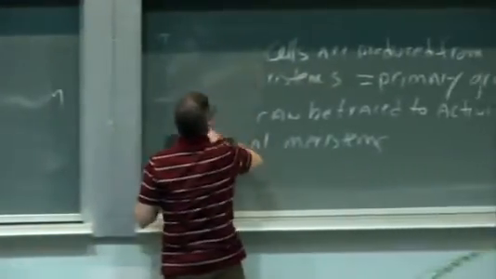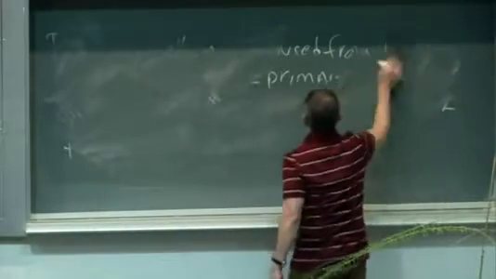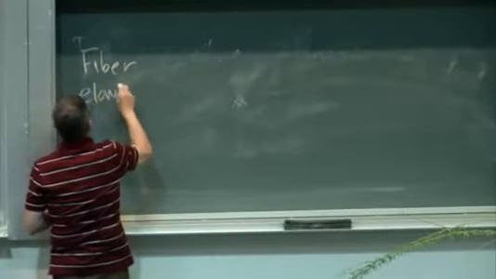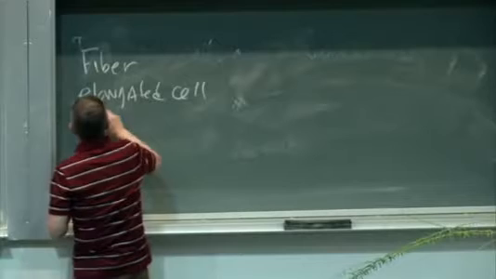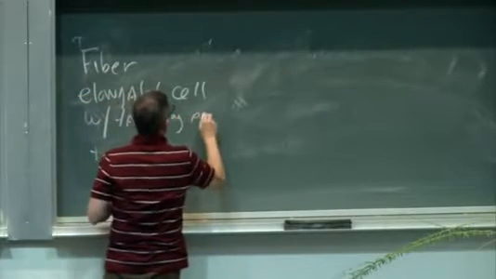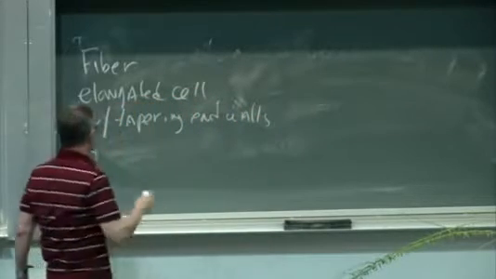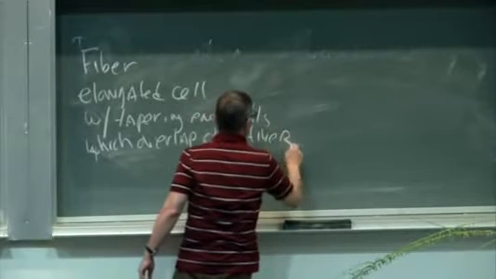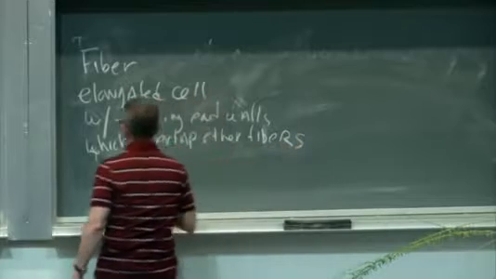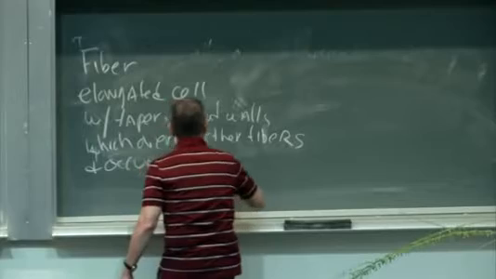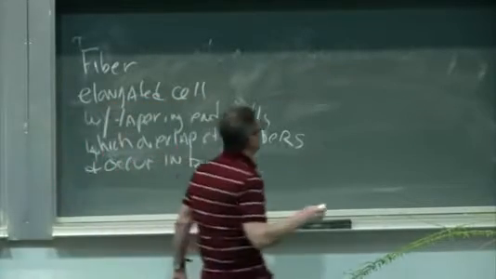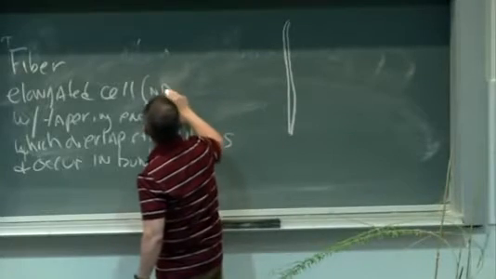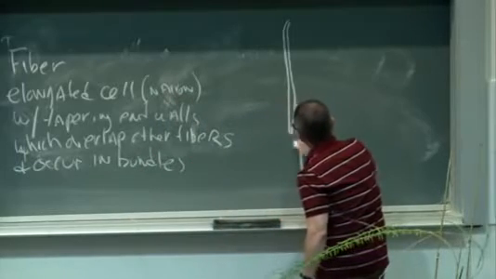Now let's talk about the first of the two cell types which comprise the sclerenchyma. And that's the cell type that most of you are familiar with. Let's talk about a fiber. Fiber is an elongated cell with tapering end walls which overlap other fibers. And they occur in bundles. So if we were to draw a fiber for you, it would be an elongated, narrow cell with tapering end walls, and those end walls would overlie other fibers.